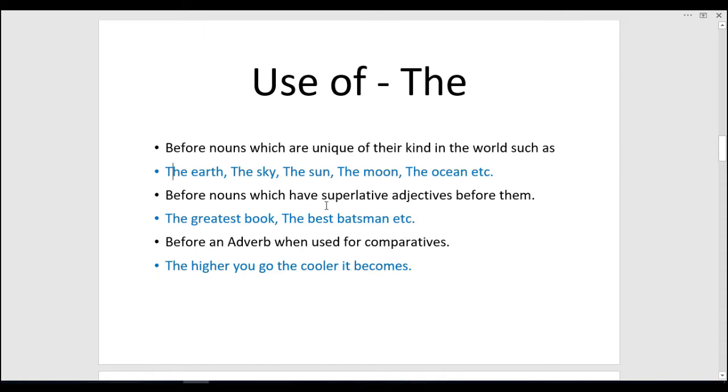Second, before nouns which have superlative adjectives before them, which is the est form. You can see the examples: the greatest book, here the est form of the adjective is there, the best batsman, and so on. So this is the second use. Now let's move on. Before an adverb when used for comparatives, when two comparatives are there, we use the there. For example, the higher you go, the cooler it becomes. Here we used the.